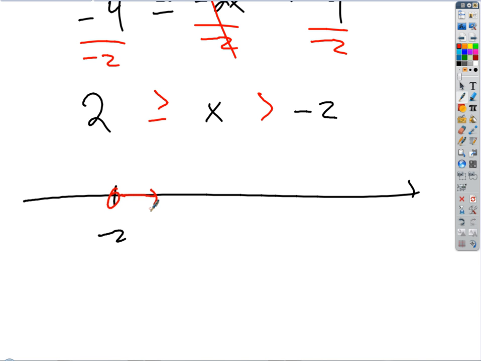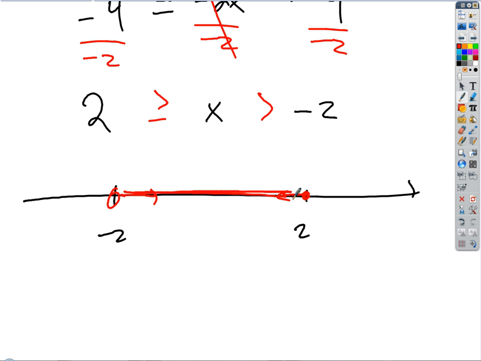If I want to graph the inequality x is less than or equal to +2, open or closed circle? Closed circle at +2, right? And I'm going to shade to the left. If I want the values less than 2, I'm going to shade this way, right? And so really all I'm doing is including all the values in between those endpoints, correct? Okay, that's sort of backwards though, isn't it?